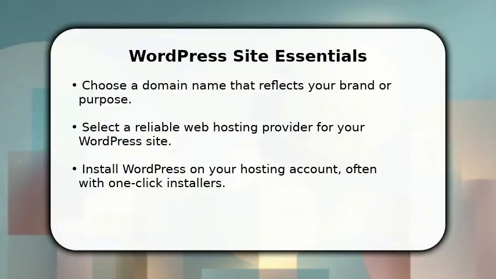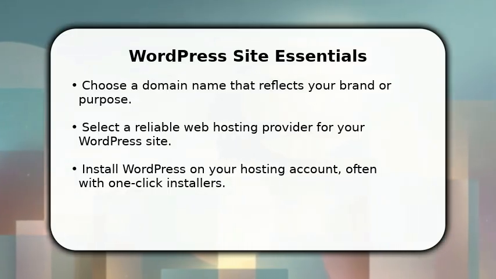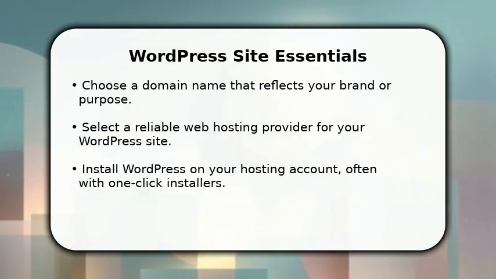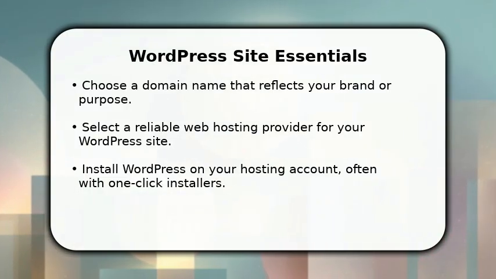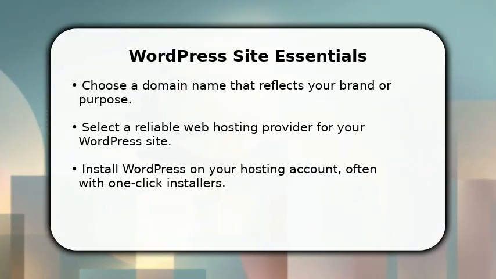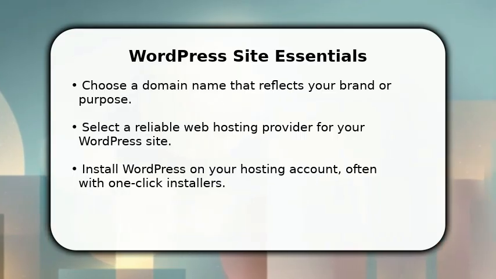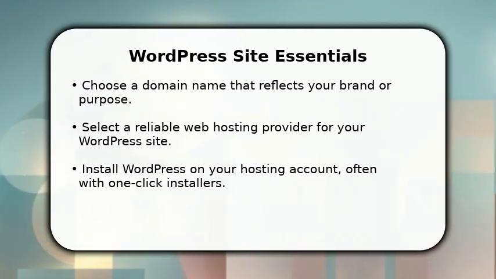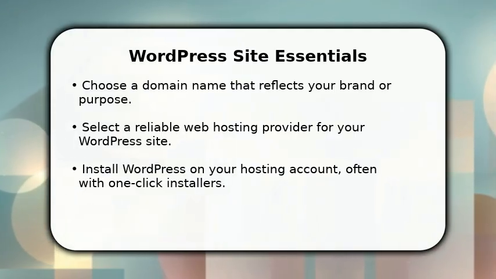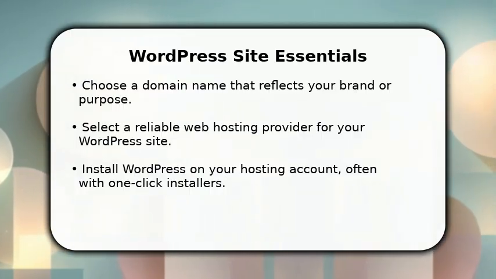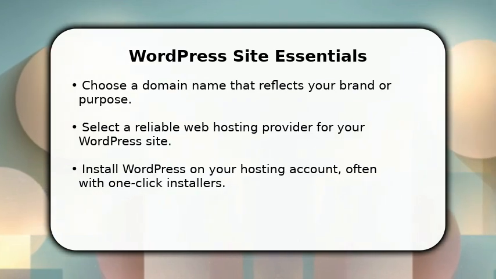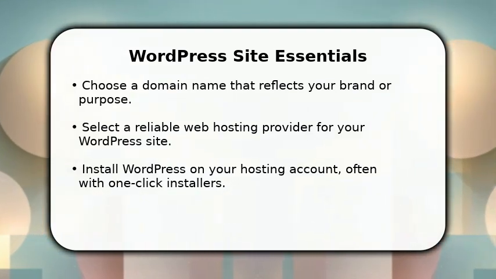In this video, I will explain how to make a site with WordPress. First, you will need to choose a memorable domain name that truly represents your brand or personal project. Next, select a dependable web hosting provider. Many offer specialized WordPress hosting plans. Finally, install WordPress on your hosting account, which is often a straightforward process with one-click installers provided by most hosts. This foundational setup is crucial for your site's success.